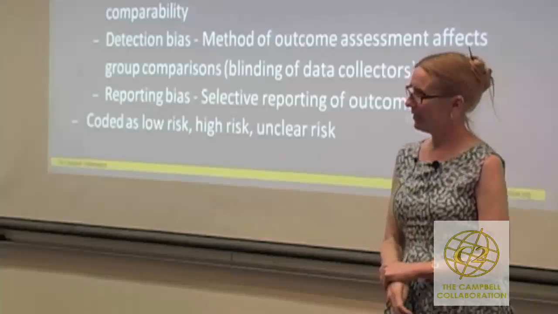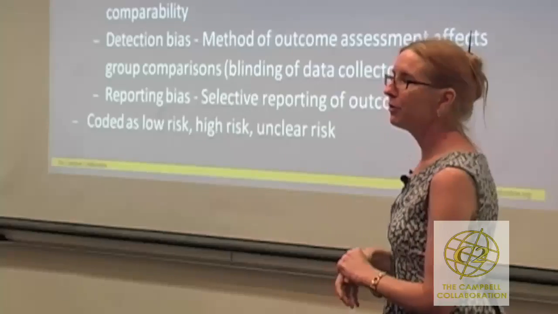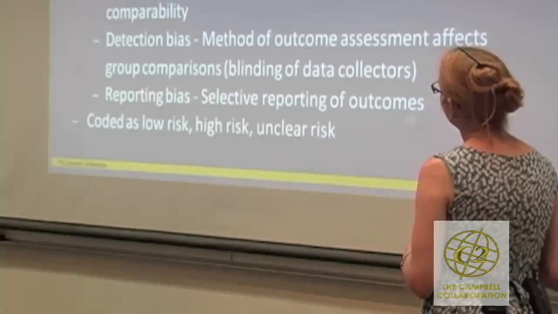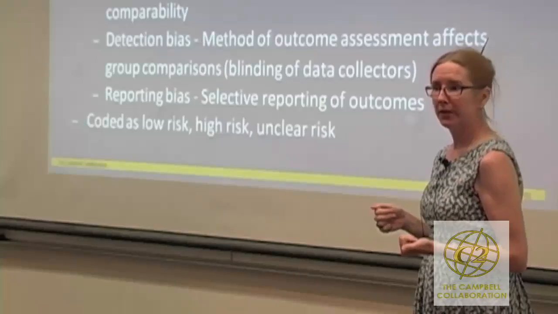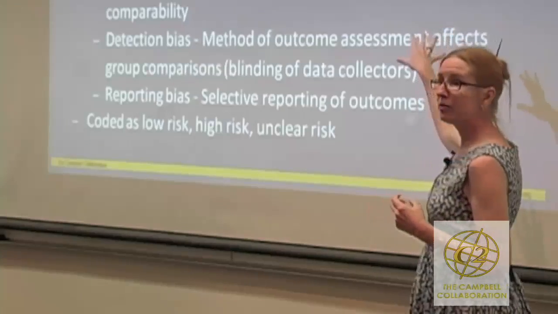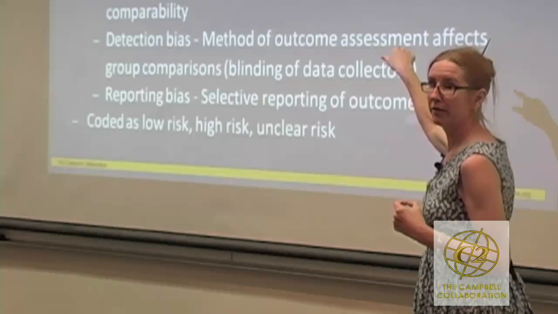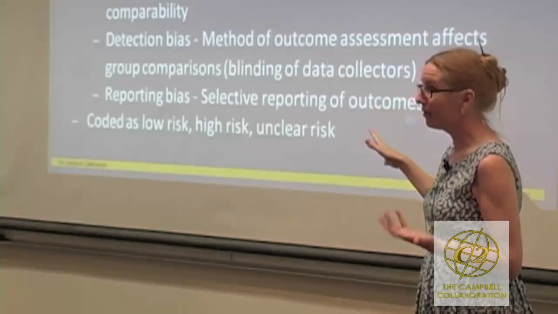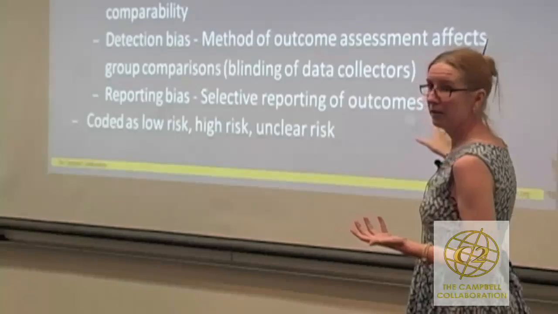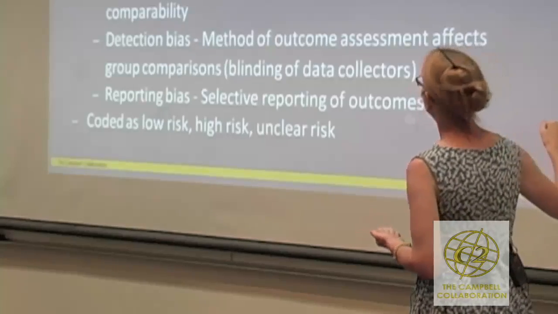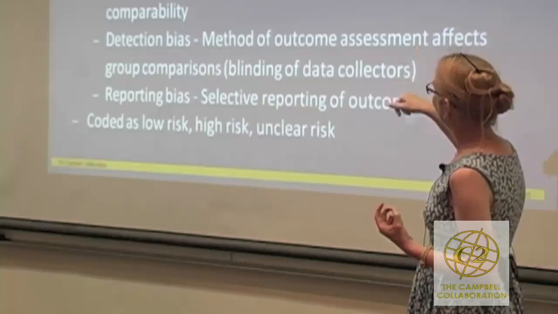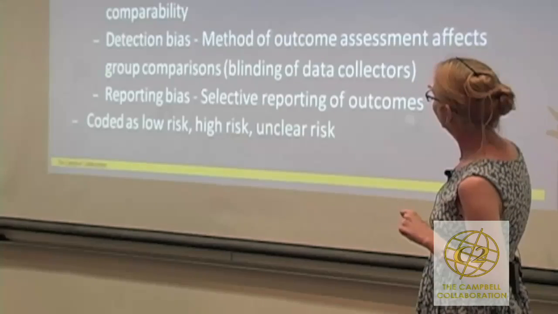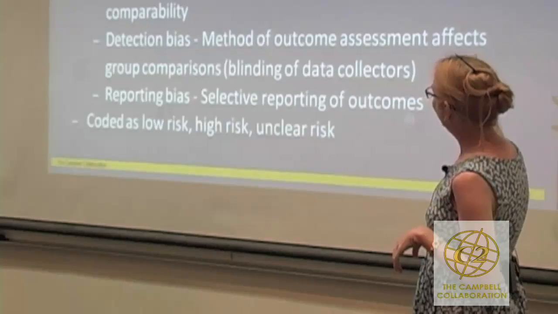So performance bias is another thing that you're looking for when you're doing this risk of bias coding. And that means that there's something other than the intervention affects the groups differently. This is mostly having to do with blinding of the participants. Again, a little complicated because it's hard to blind people. Well, it's probably not hard to blind people, but in this context, it doesn't really work.